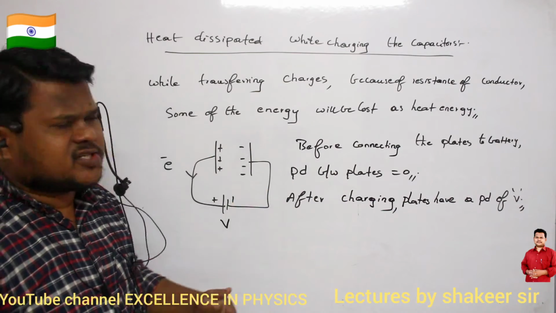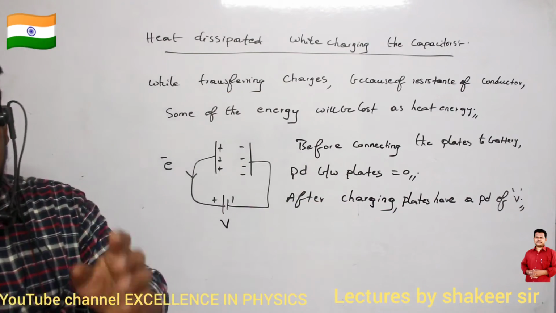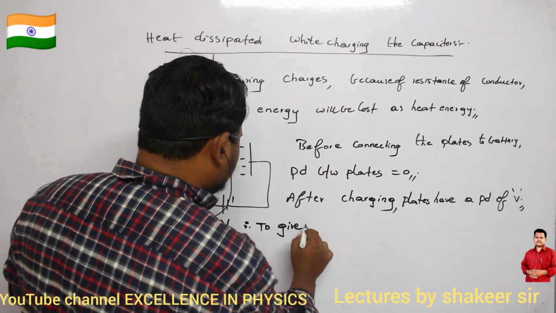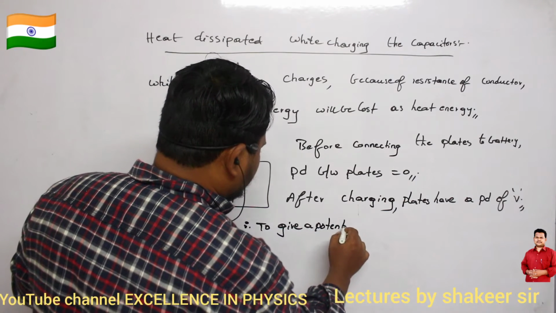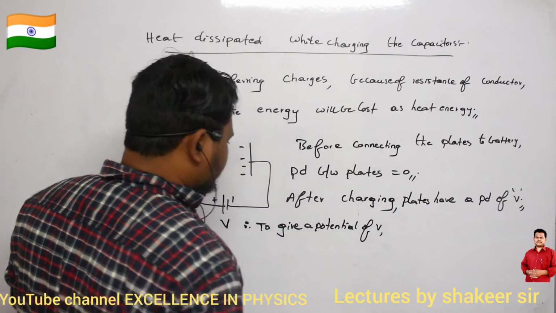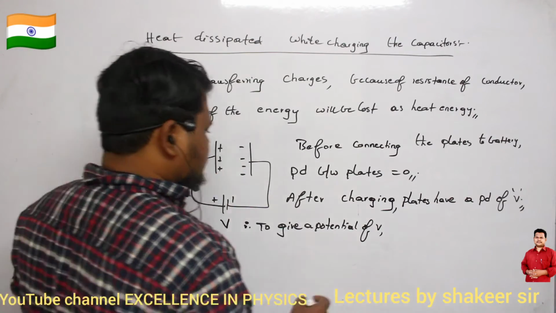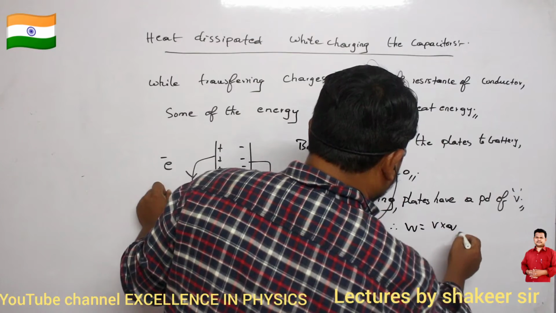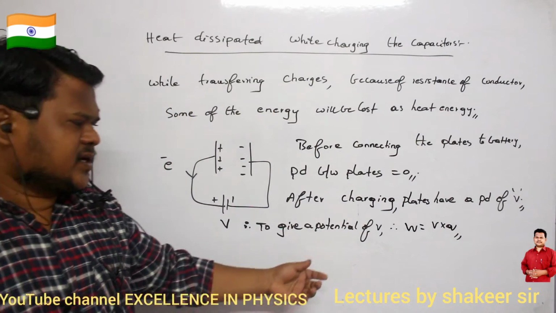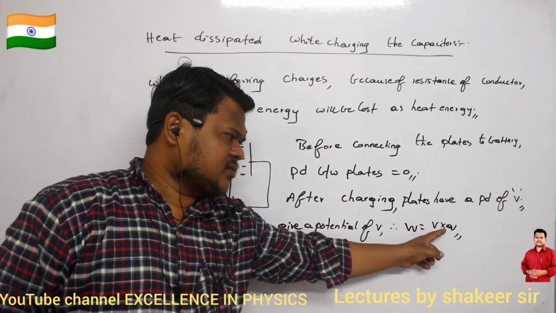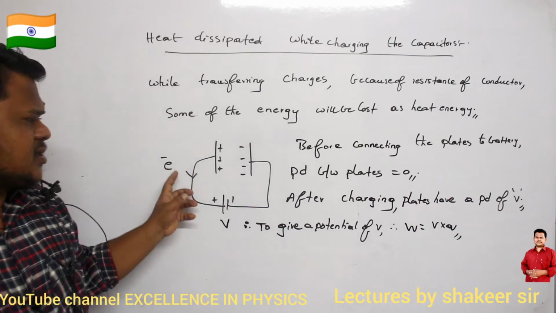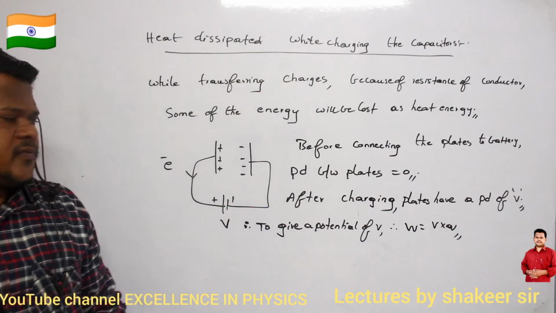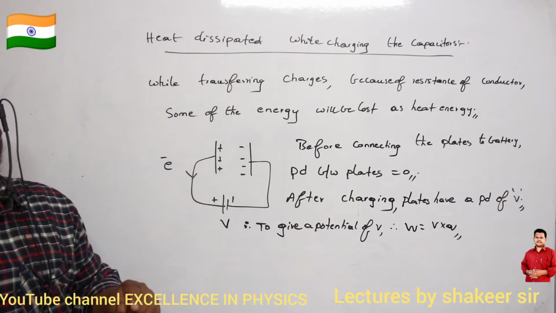To give a potential of V, what will be the amount of work done? That we already know. To give a potential of V, we should transfer some charge, so the work done will be W equals V into Q. This we have already studied. The amount of work done to transfer Q amount of charge, so that the potential difference becomes V, is W equals V into Q.